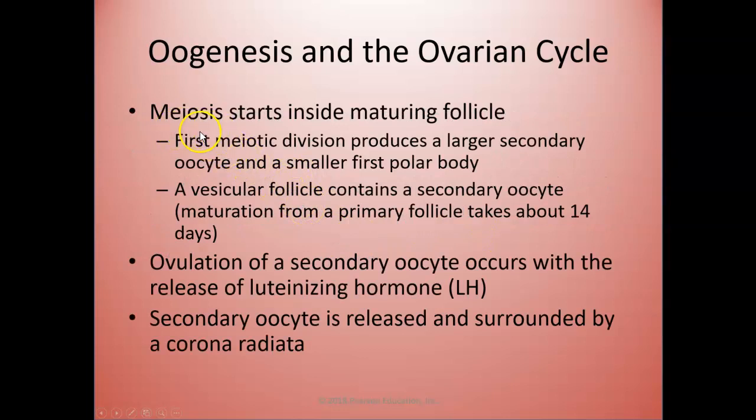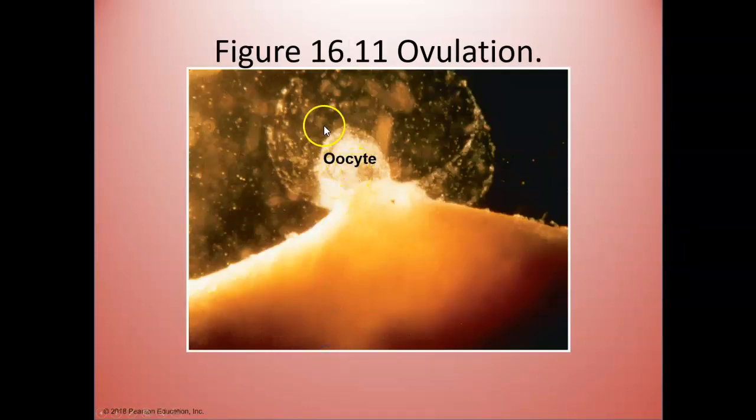So meiosis is what we're looking at here. The first meiotic division produces a larger secondary oocyte and a smaller one that becomes what we call the polar body. The reason we do this is we want to keep as much of the cytoplasm and everything within one body to give that one egg the best chance of growing. The secondary oocyte occurs with the release of luteinizing hormone, and then it's surrounded by something called the corona radiata. So here's the oocyte with the corona radiata around it.